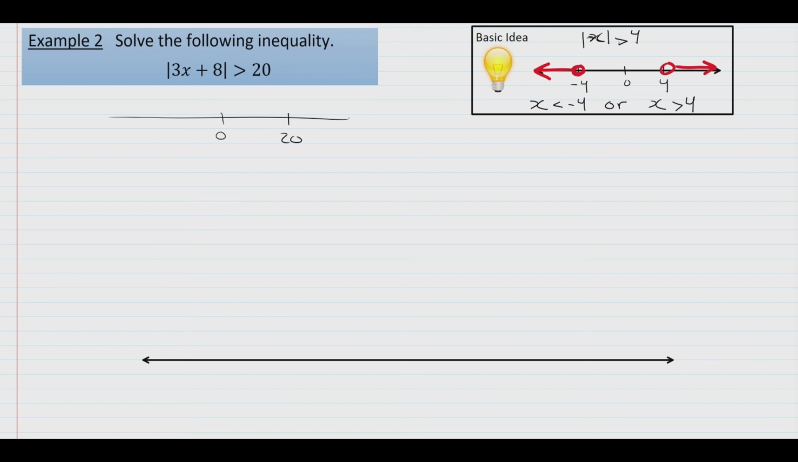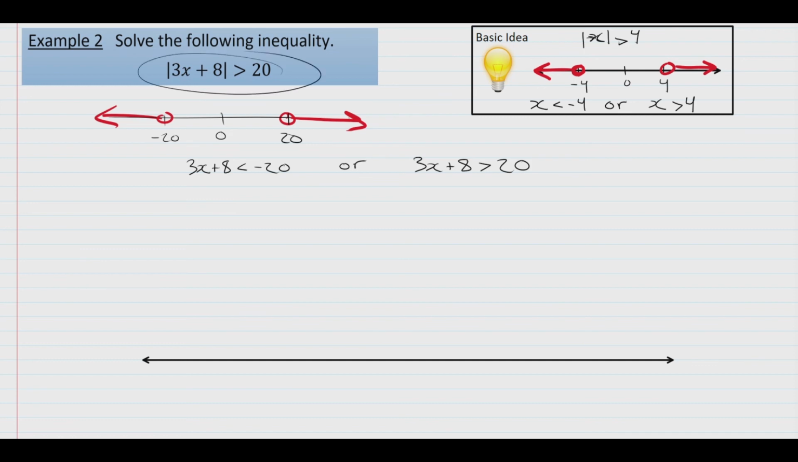If the distance from 0 has to be greater than 20, that means we could have values that are actually greater than 20, or we could also have values that are less than negative 20. In both of these cases, the distance from 0 is greater than 20. So writing this out in two separate cases, we have 3x plus 8 could be something less than negative 20, or 3x plus 8 could be something greater than 20. And either of these cases would make 3x plus 8's distance from 0 greater than 20.